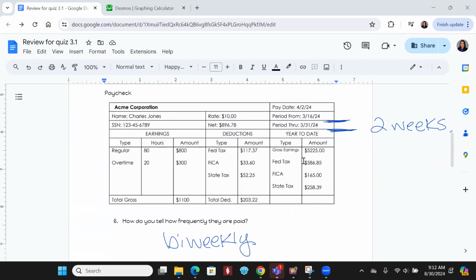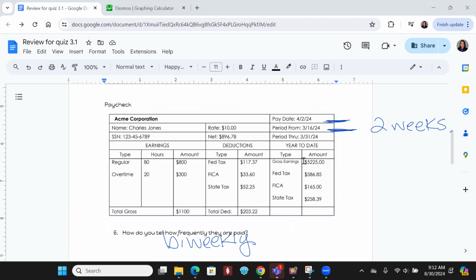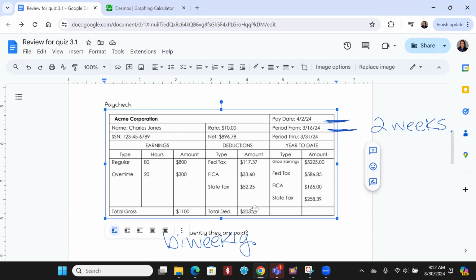Going back to this, I'm going to leave this up on the board so you can see it. How much does he pay in taxes? Sometimes it'll have this listed here. Sometimes you might have your medical and health insurance and all that down there as well. So we got 203.22 out of how much does he make total? 1,100, right?